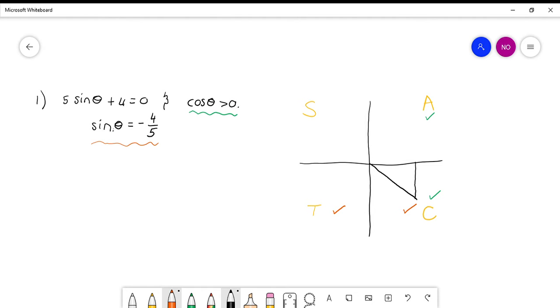Now we carry on and we say we are working with sine. So remember, sine is opposite over hypotenuse, right? So I'm going to put 4 over 5. Now remember, the hypotenuse can never be negative.